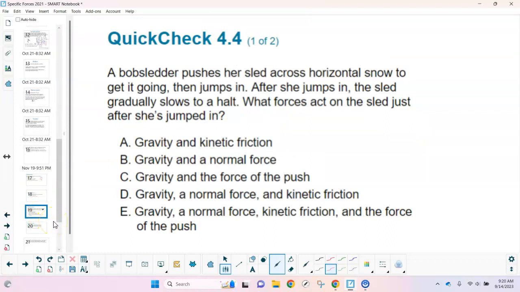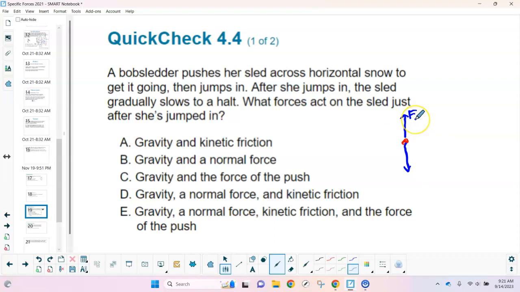A bobsledder pushes her sled across a horizontal snow to get it going. So like if you imagine a bobsled, she's going to push and jump in. After she jumps in the sled gradually slows to a halt. Now, what forces act on the sled after she jumped in? Okay, so if this dot represents the bobsled, what forces do we have? So do we have gravity? Yeah, we got gravity. Gravity goes straight down. It's on a horizontal snow, so the snow is going to push up. We know that those two forces are canceling each other out again because it's not accelerating up or down.